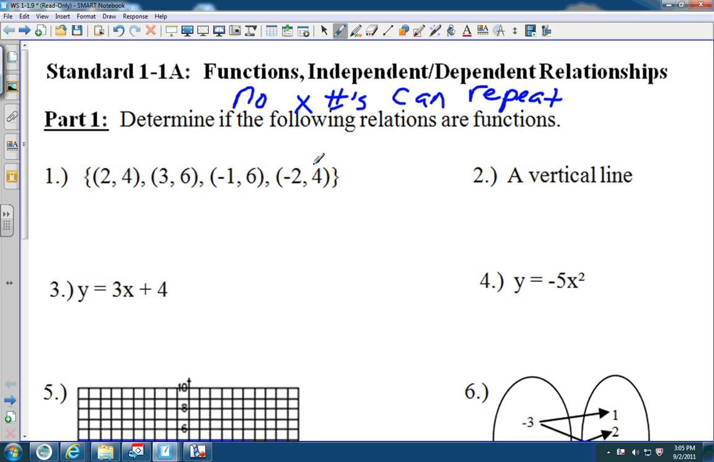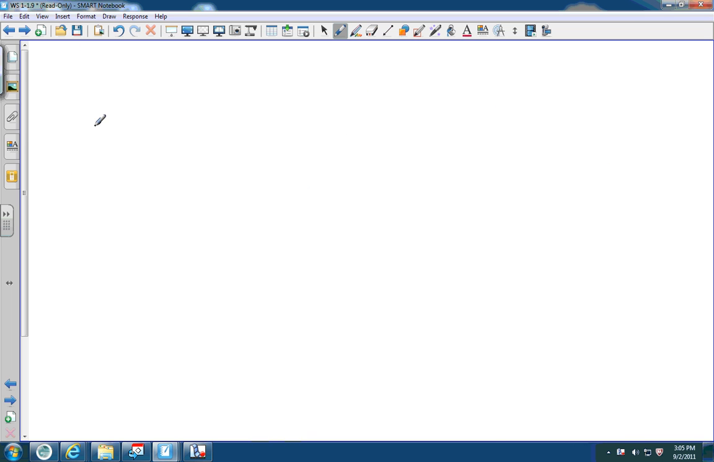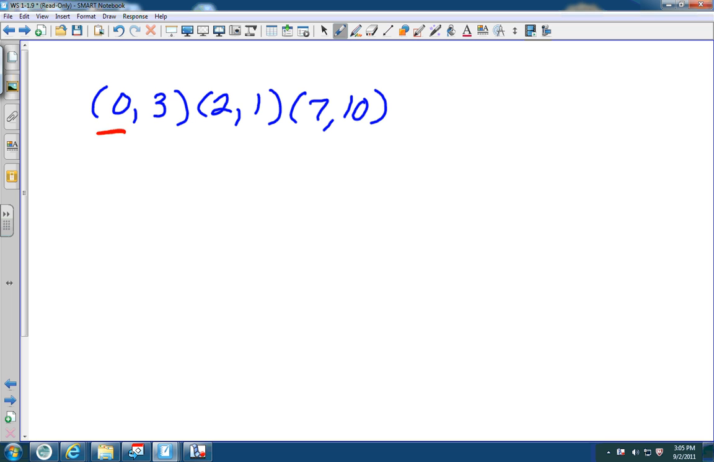Now we also talked about, so basically, let me give you an example here. If I have some ordered pairs, in this example, when I go and I underline the x's, remember, because it goes x, then y, all these x's are different. So that means that this is a function. The y's don't matter at all. We don't do anything with them.